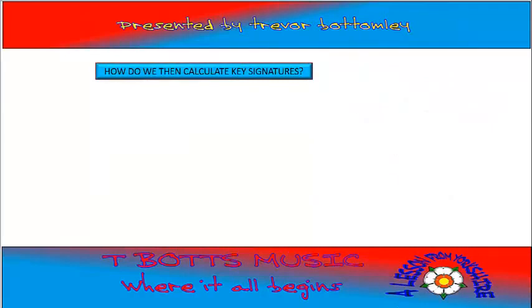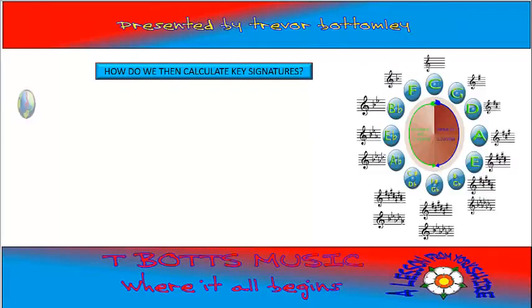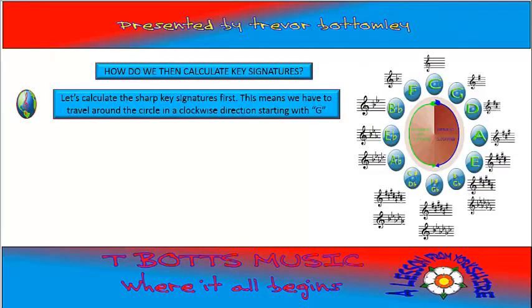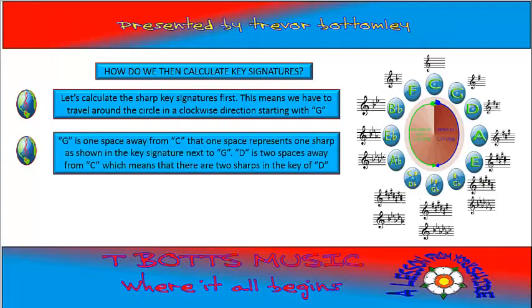How do we then calculate key signatures? Let's calculate the sharp key signatures first. This means we have to travel around the circle in the clockwise direction, starting with G. G is 1 space away from C. That 1 space represents 1 sharp, as shown in the key signature next to G.